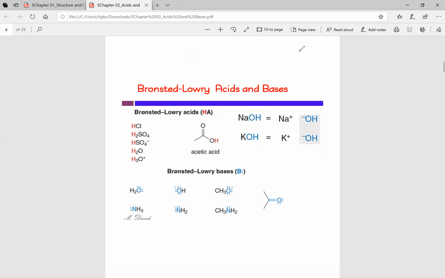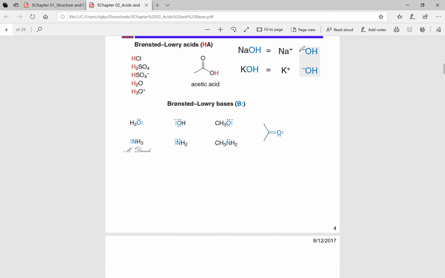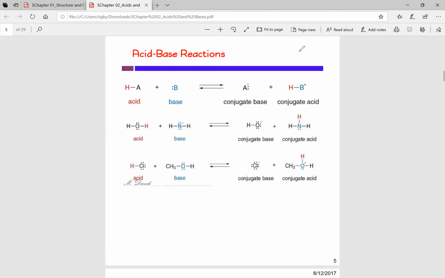So these are some common Bronsted-Lowry acids and bases. And you can see the main feature of a Bronsted-Lowry acid is that it contains a hydrogen atom, also known as the proton in this case. And we can see that Bronsted-Lowry bases all have that lone pair where it can accept the hydrogen from the acid. That's important. All Bronsted-Lowry bases will have an available electron pair somewhere, and all Bronsted-Lowry acids will have an available proton or hydrogen atom somewhere. Okay? So let's continue on.